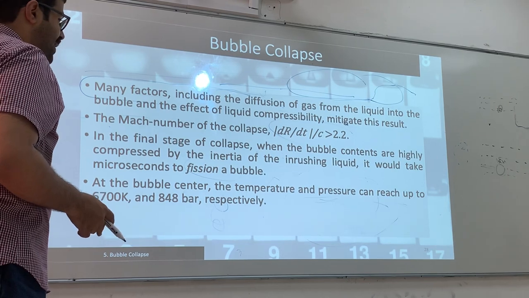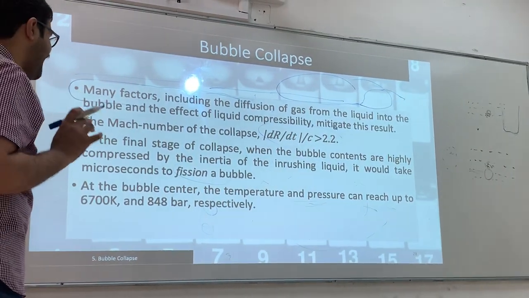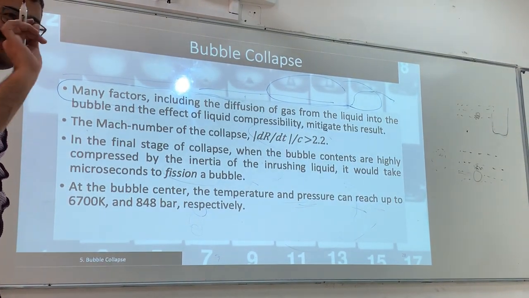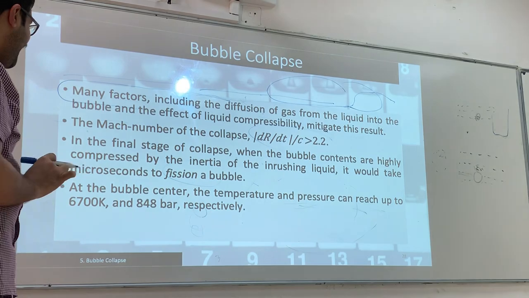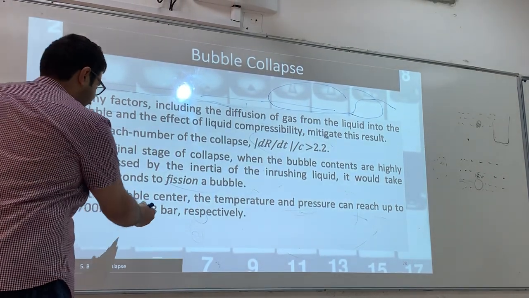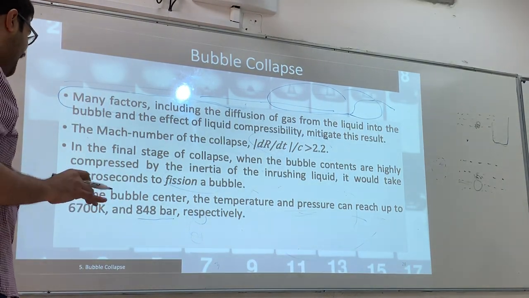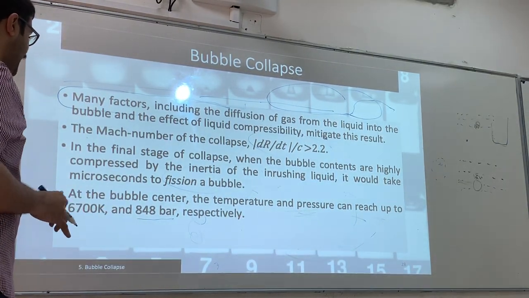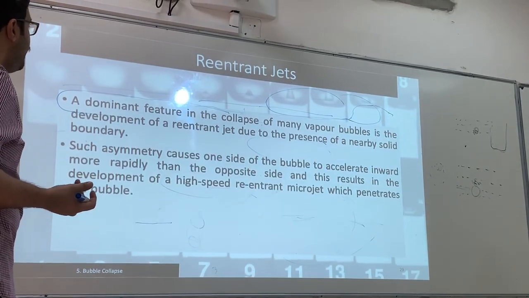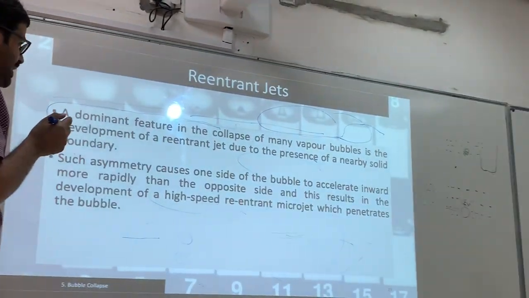At the bubble center, the temperature and pressure can reach up to 6,700 Kelvins. So this is hotter than the surface of the sun in a bubble this big, and 848 bars. Let's hope you don't get put under this pressure, because this will crush you. But suppose this is in the bubble side. A dominant feature of the collapse of many vapor bubbles is the development of a reentrant jet.